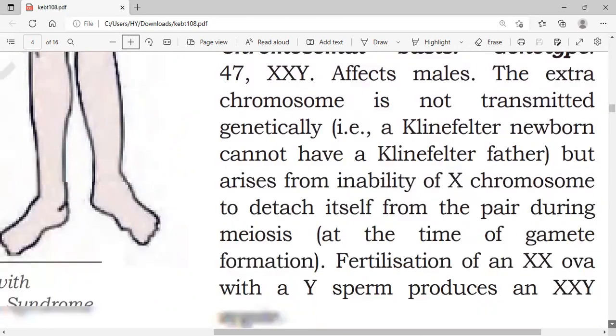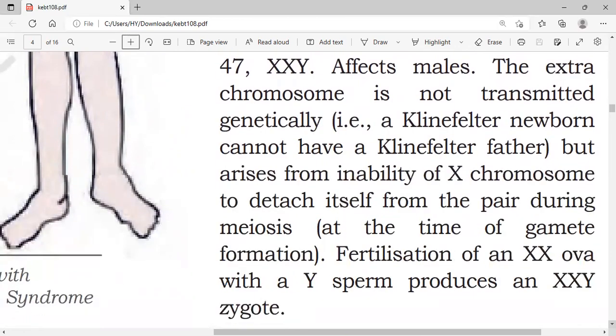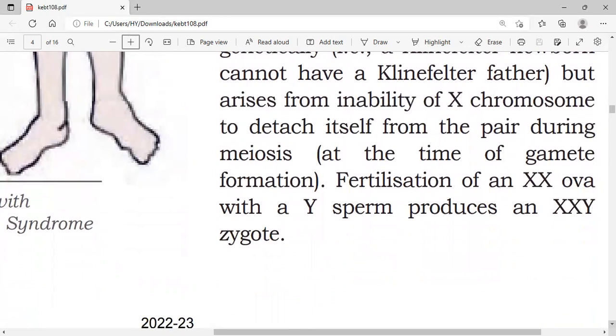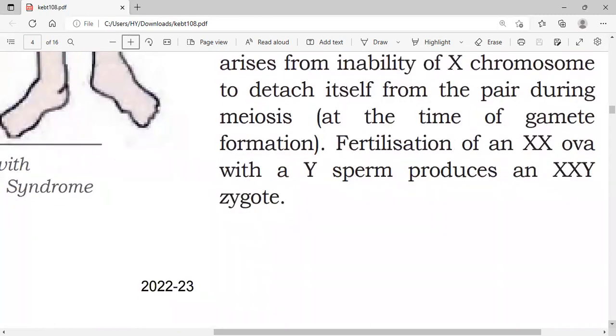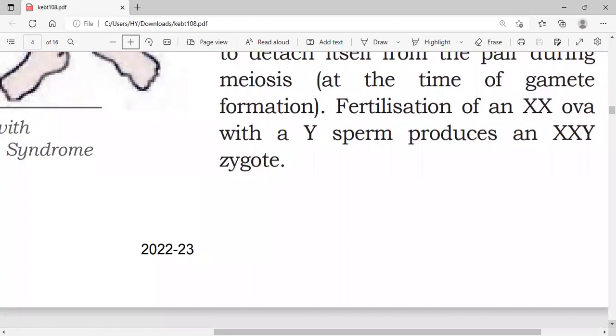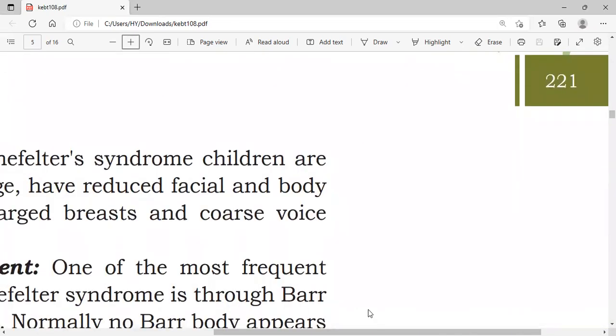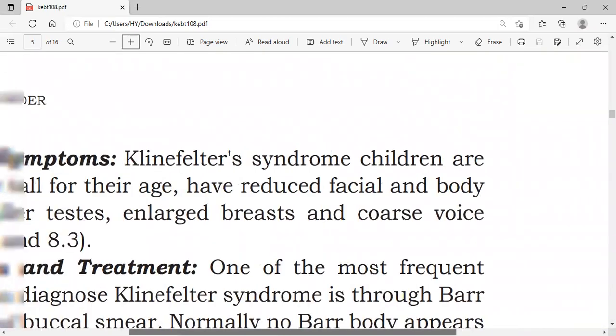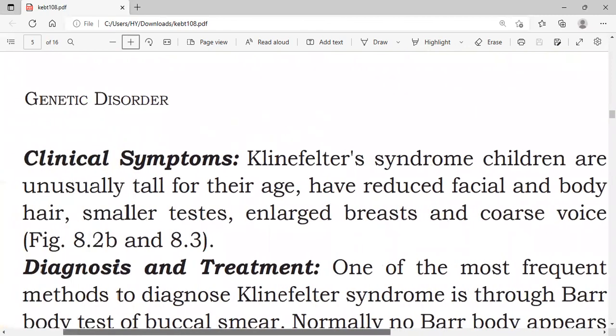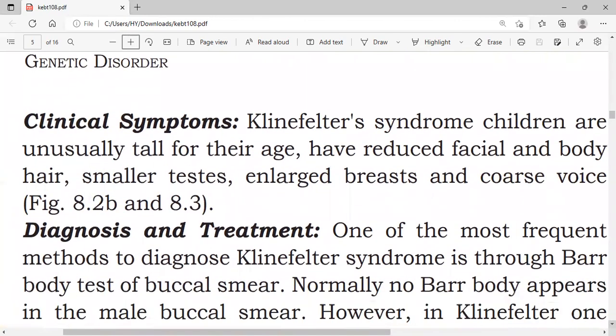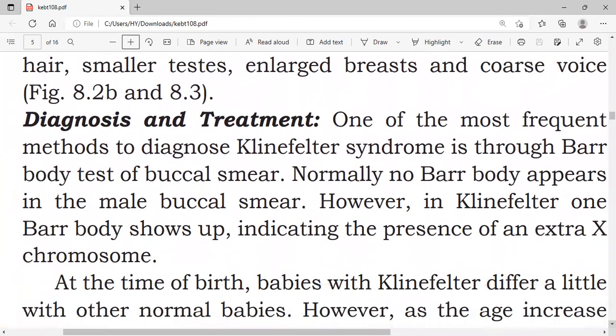The extra chromosome is not transmitted genetically, that is, Klinefelter newborns cannot have a Klinefelter father, but it arises from the inability of the X chromosome to detach itself from the pair during meiosis. At the time of gamete formation, fertilization of an XX ovum with a Y sperm produces an XXY zygote. The symptoms of Klinefelter syndrome are being usually tall for their age, reduced facial and body hair, smaller testes, large breasts, and coarse voice.